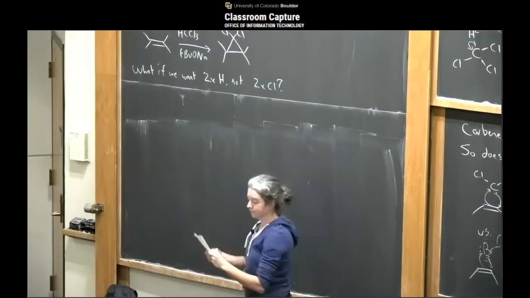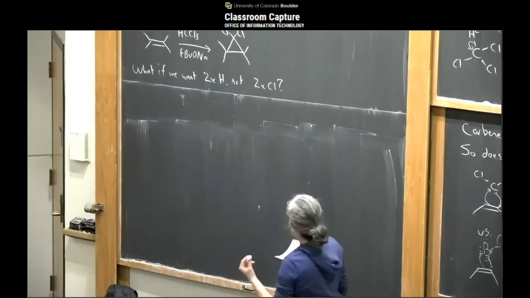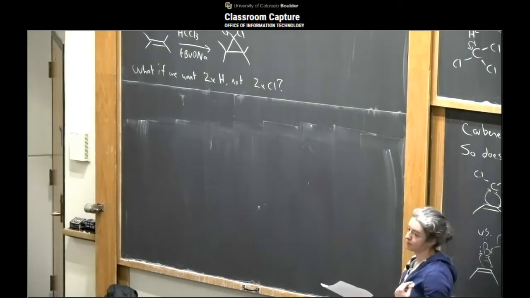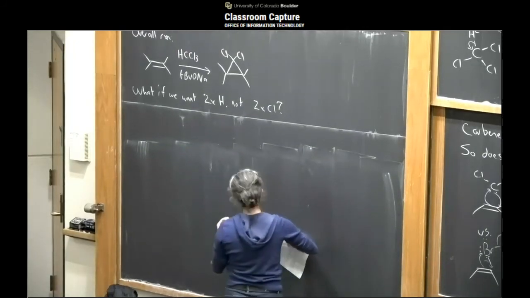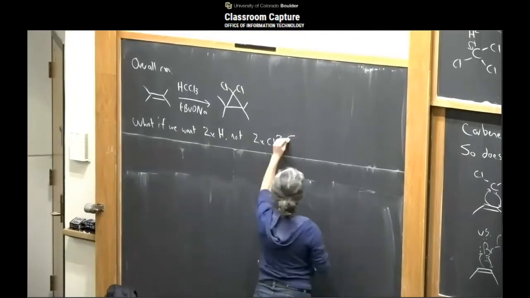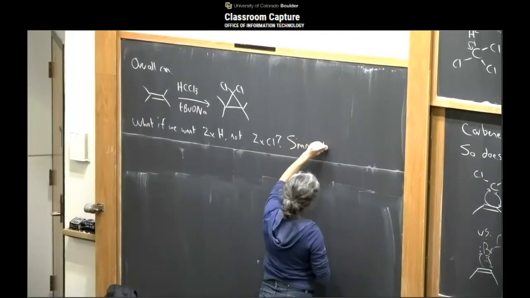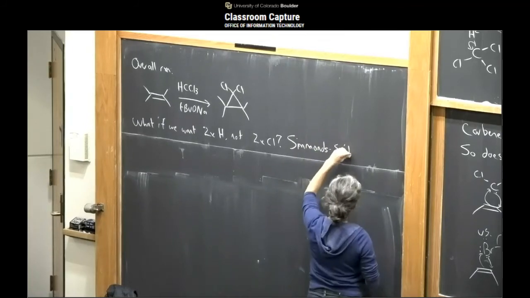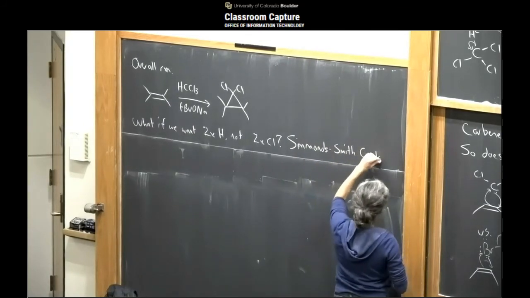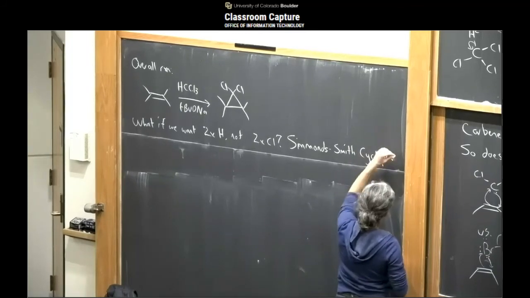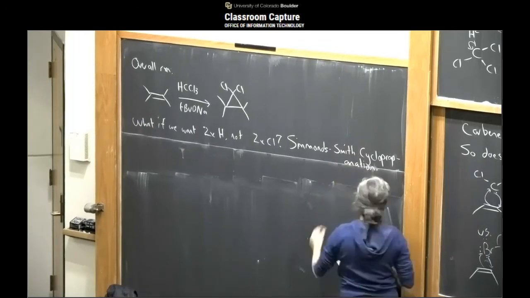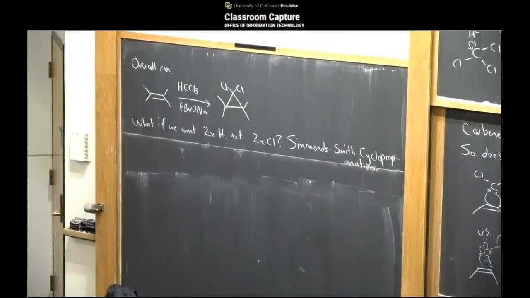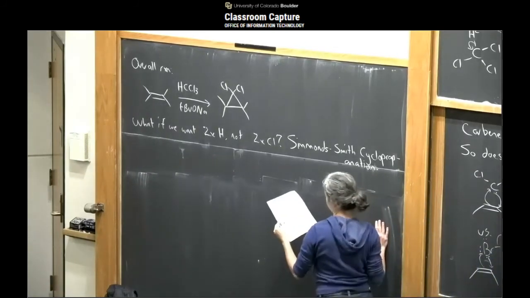So, what we're going to do here is actually something fairly analogous to the organometallics we just covered. The name of this reaction is Simmons-Smith cyclopropanation. So we're making a cyclopropane ring using a method worked out by Simmons and Smith, I guess.